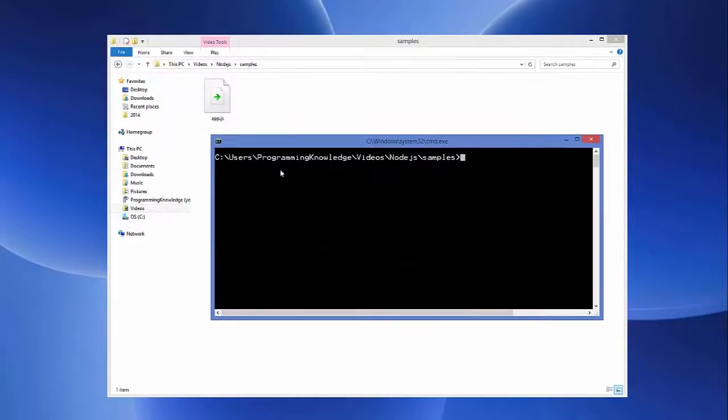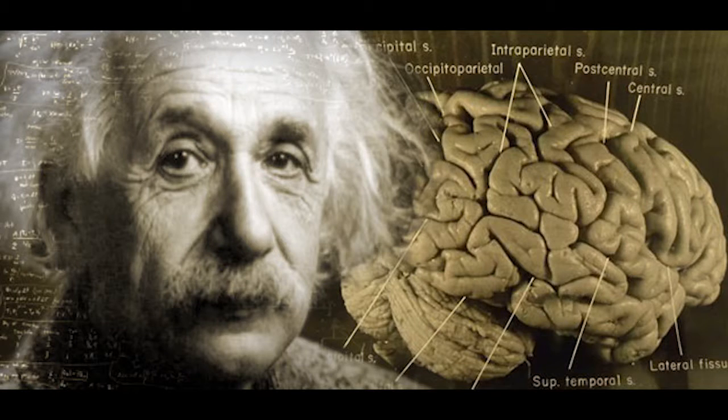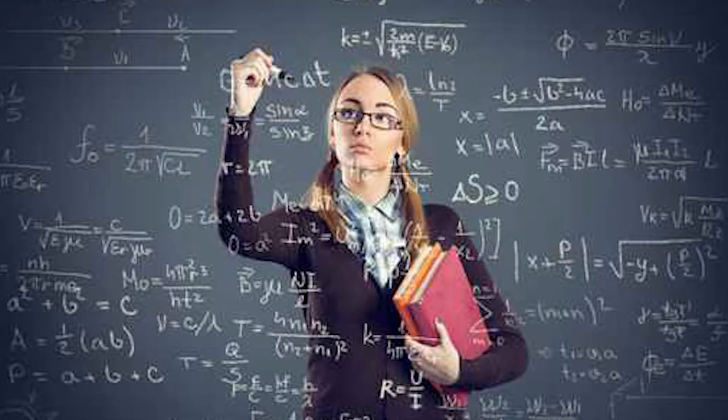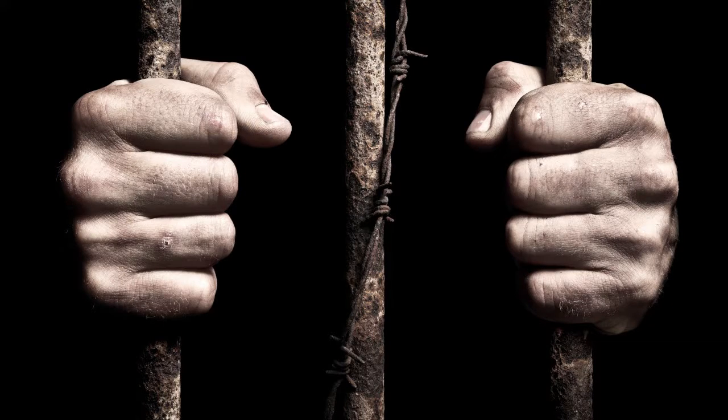Mistake number two, misconceptions. Before I started to program, I was told that computer science was for math wizards. Having not been able to pass calculus, math's evil twin, or fall in love with algebra, math's ugly sister, I thought I was doomed to a life of using other people's programs. But this is definitely a misconception.